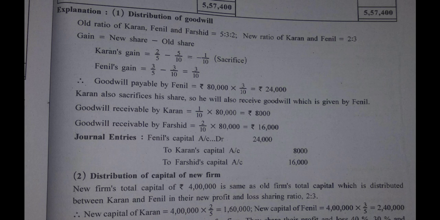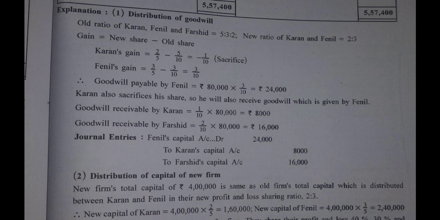Yes, see, you can see here goodwill receivable by Farshid before the journal entry. It is 80,000 into 2 by 10, as I said, 16,000. Who is going to pay this? Fenil, of course, because he is the one who gains. And Karan does not gain, instead sacrifices. So Karan is also going to receive an amount from Fenil.